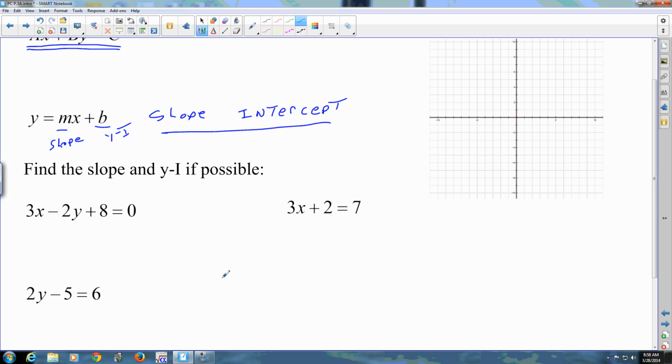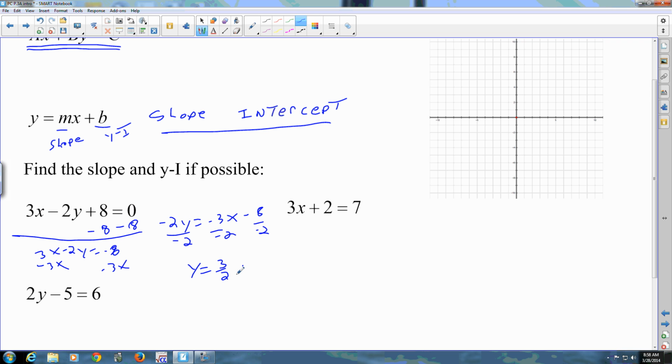Find the slope and y-intercept. Well, I need to cut the 8 off of both sides. So I have 3x minus 2y is equal to negative 8. Subtract the 3x off. So I have minus 2y is equal to minus 3x minus 8. And then divide by negative 2. So you get y is equal to 3 halves x plus 4. So that's your slope and your y-intercept. All I did was solve for y, making it look like this.